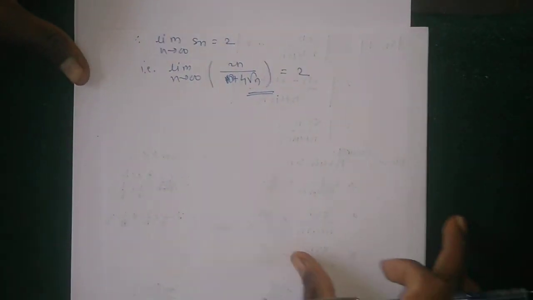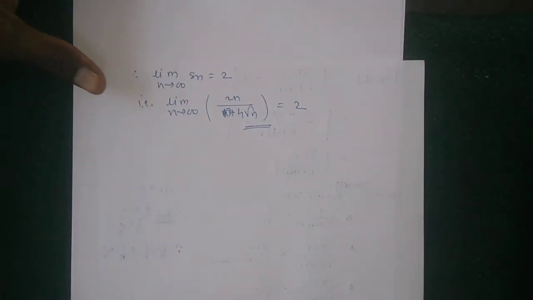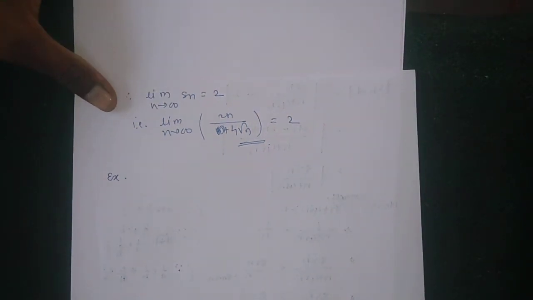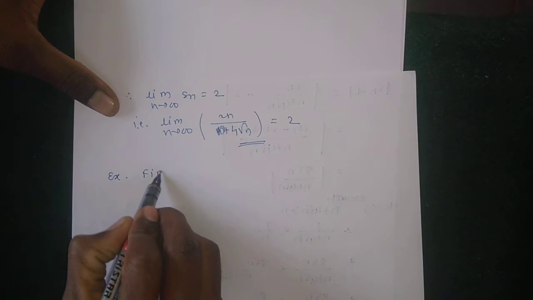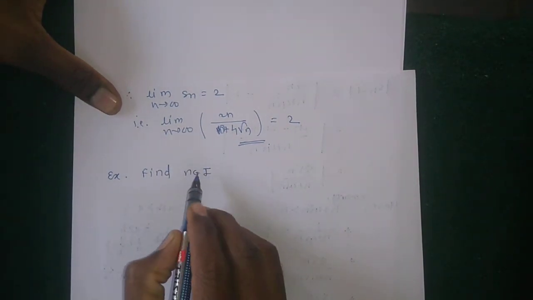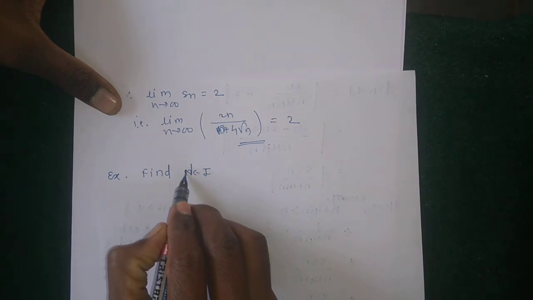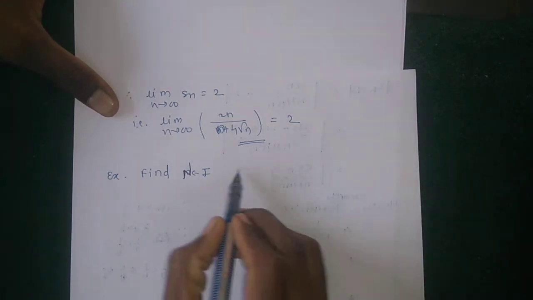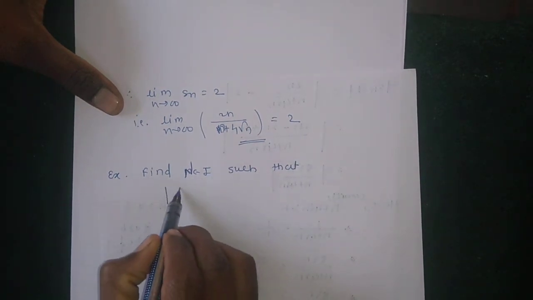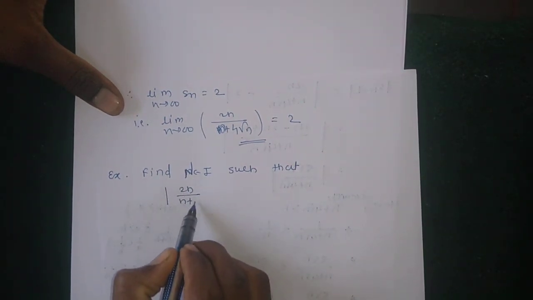Next example. Find integer n belongs to I such that mod of 2n divided by n plus 3.